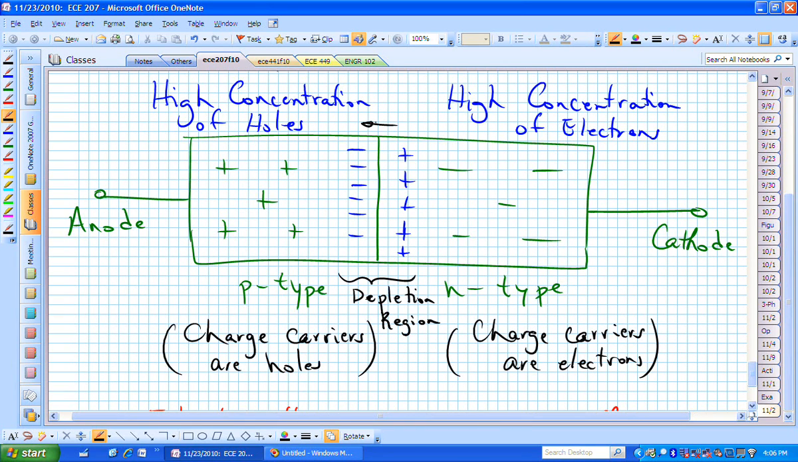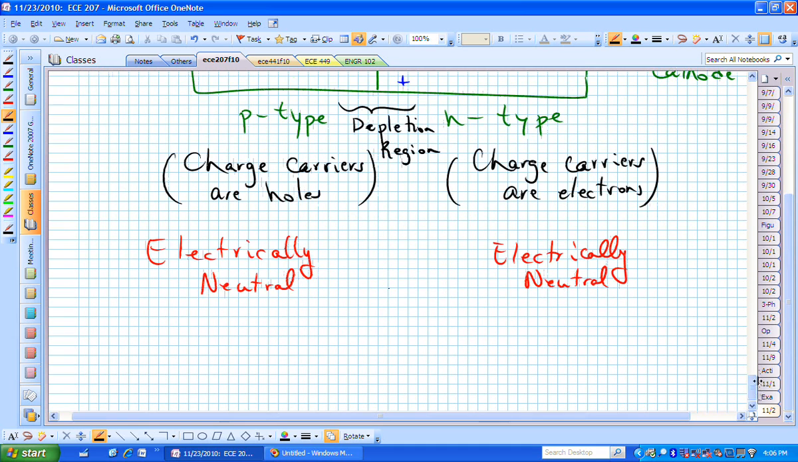We've now depleted electrons on the right, we've depleted holes on the left, and we've established this electric field. Because we have this abundance of holes on the right, we have this electric field going from positive to negative across that interface. That particular interface is called a p-n junction. So we've now created this p-n junction by sandwiching together a p-type material and an n-type material.